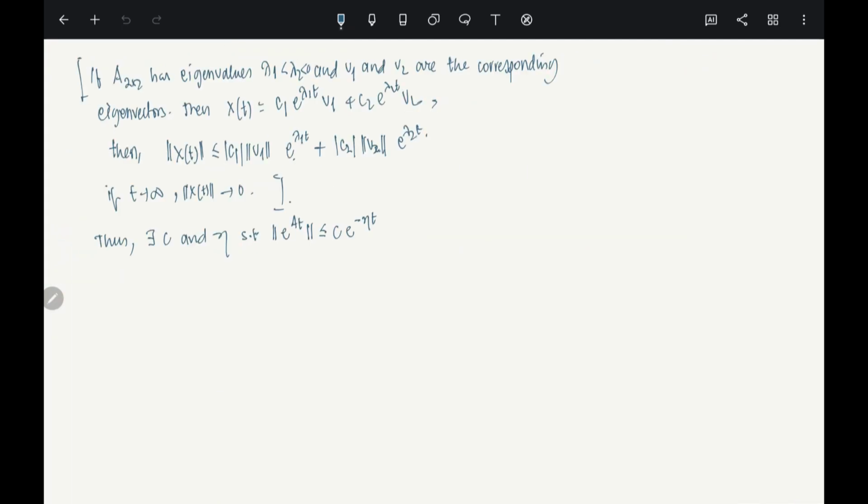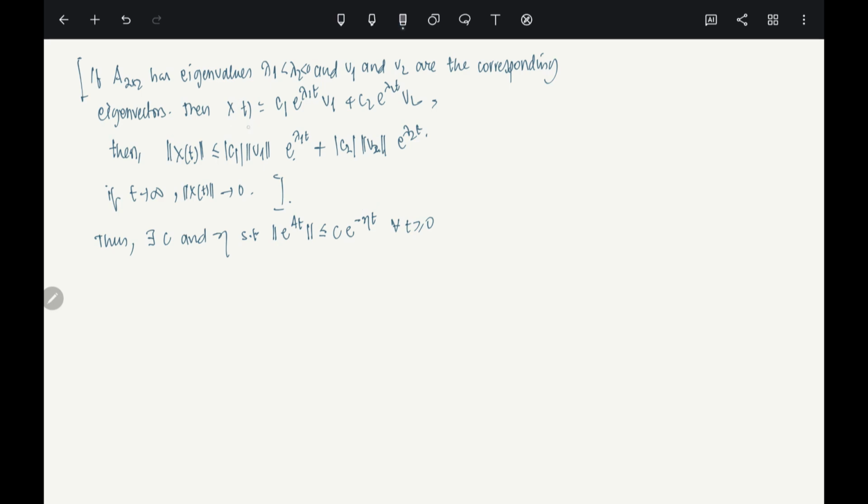If you want, you can do that. But anyway, please remember this thing. For this case, this is always dominated by, if you take the maximum of lambda 1 and lambda 2, so you can always dominate it by e to the power minus eta t. So that is what eta is. Now this holds for all t greater than or equal to 0. I hope this is clear how this is coming.